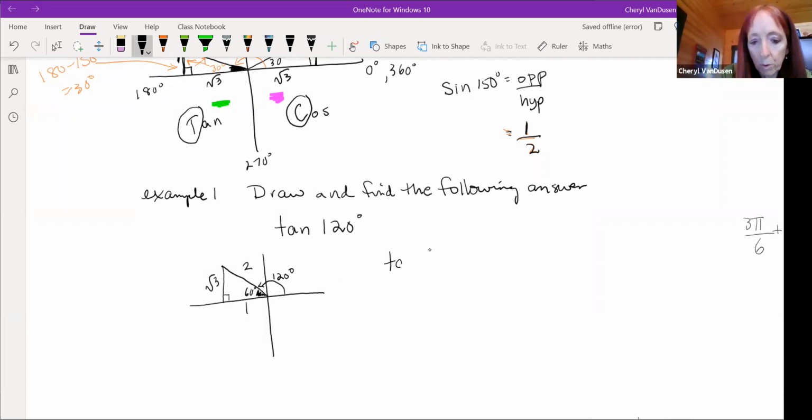Now, tan of 120. Again, tangent is opposite over adjacent. So I said I was going to kind of review these with you as you went. So the opposite side is root 3, directly across from our reference angle. We use our reference angle for this. And the adjacent is 1.